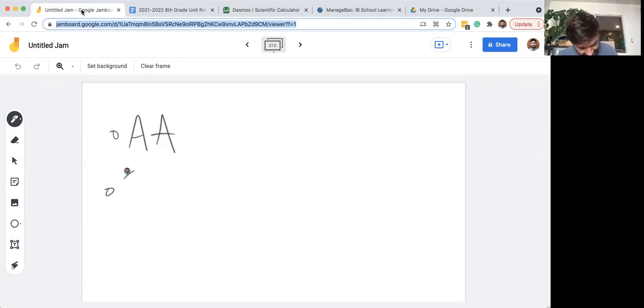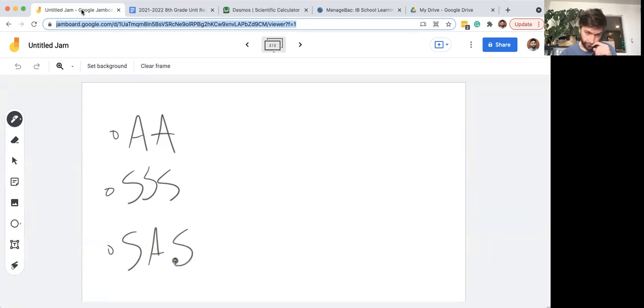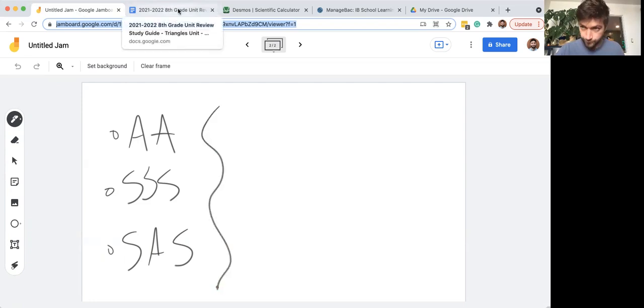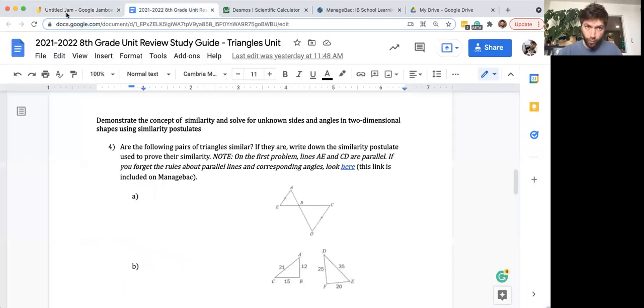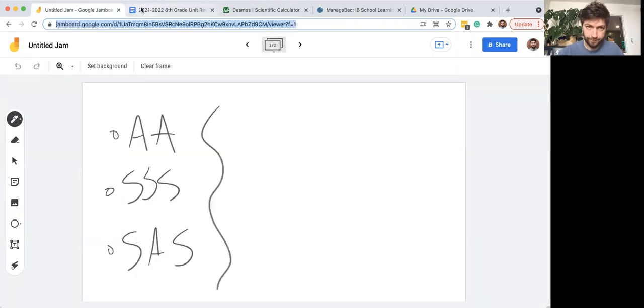Then we have side, side, side, which says if all three sides of a triangle are proportional, then the two triangles are similar. And lastly, we have side, angle, side, which tells us that if two sides are proportional and they share the same angle in between them, meaning that the angle is the same amount of degrees in between the proportional sides, then the triangles are similar. So in this first one, we're going to use one of these three on every one to prove whether they're similar or not. Or if we can't prove any of them, then they're not similar.